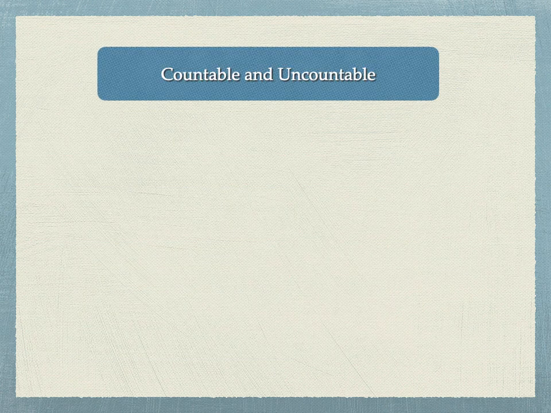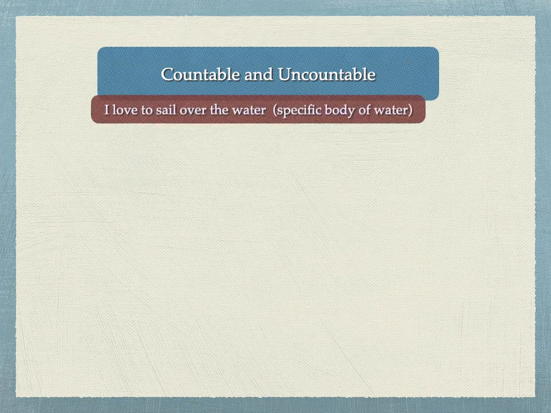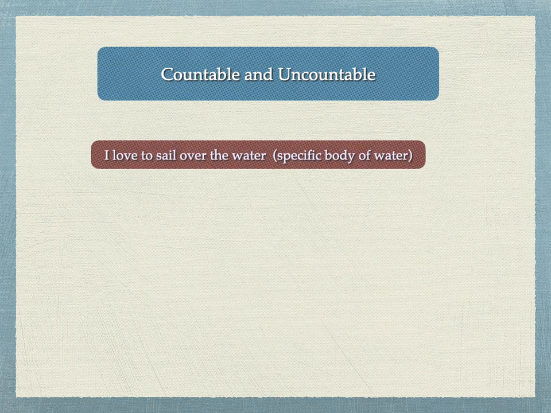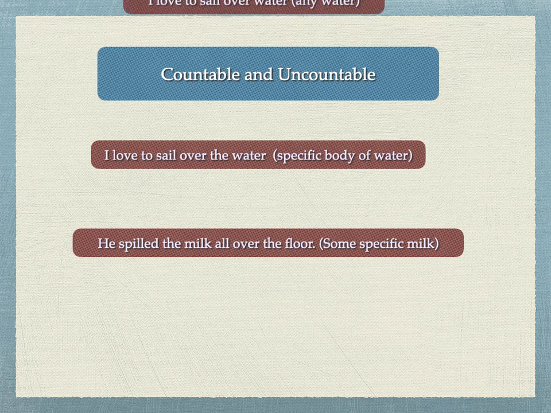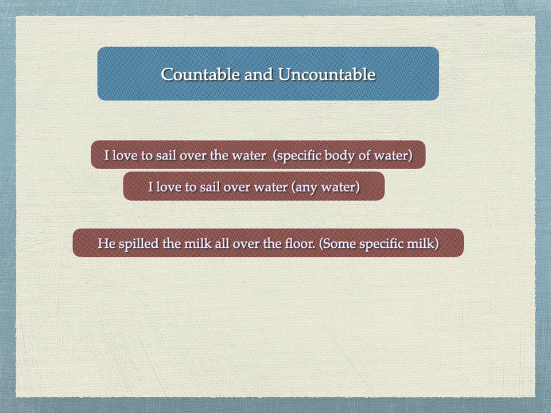Now comes countable and uncountable articles. I love to sail over the water. Now look at the next sentence. I love to sail over water. Now, the only difference here is that in the first sentence, it is I love to sail over the water. In the second sentence, there is no the. I love to sail over water.